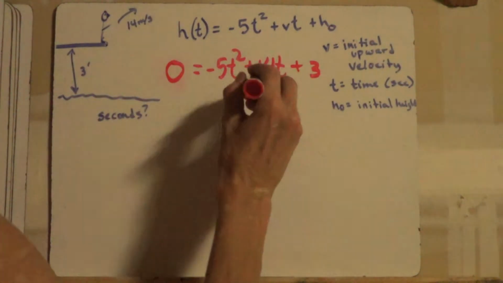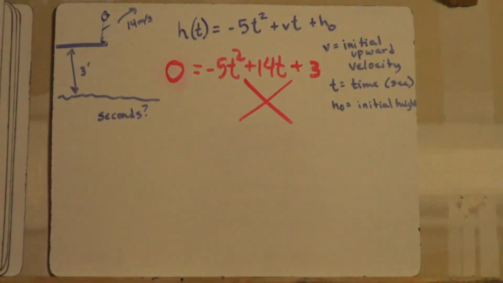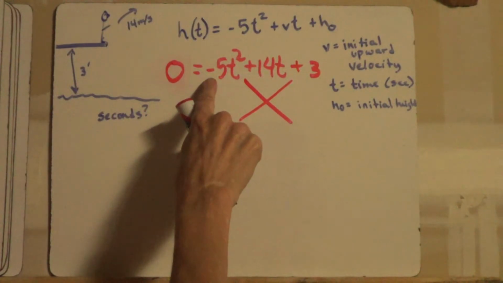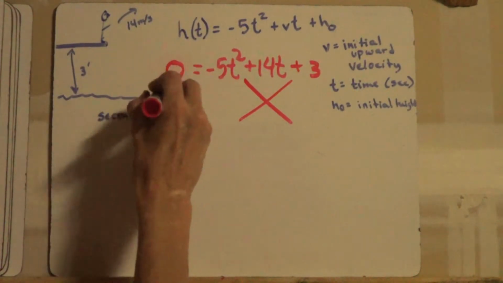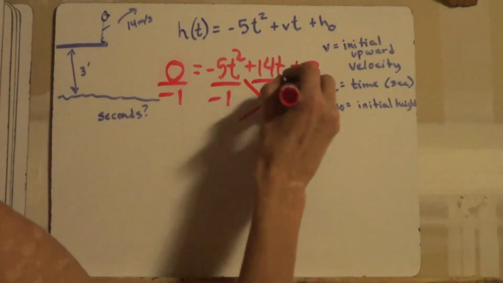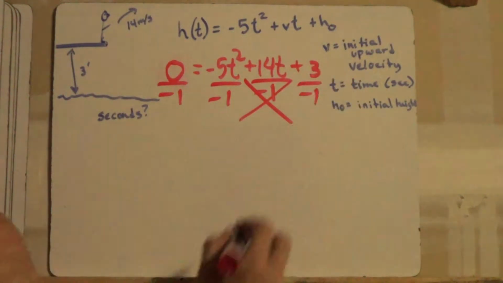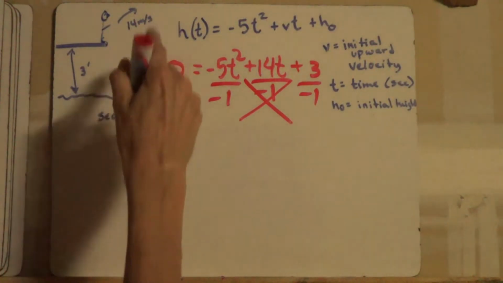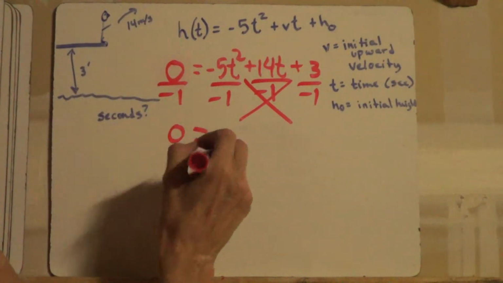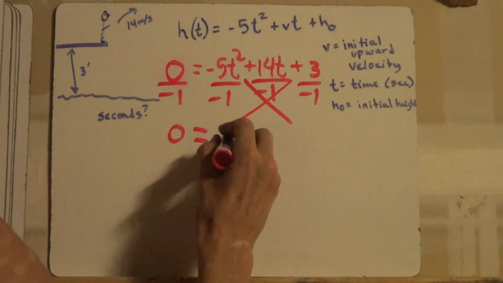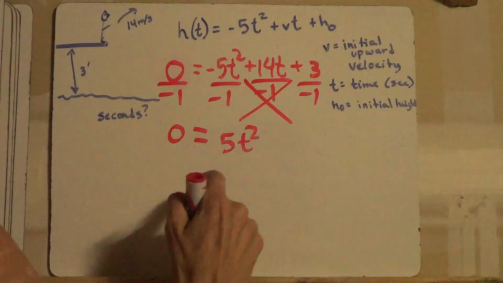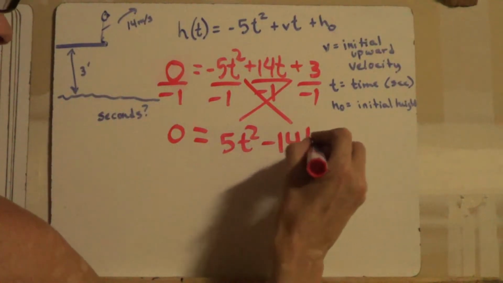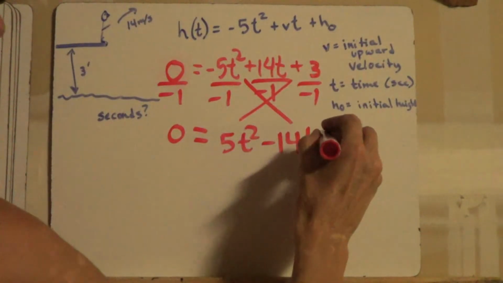So now we do it just like we've been doing these. However, never do an X game with a negative off the front. Instead, we need to divide everything by negative 1 to get rid of that negative off the front. Remember when you were factoring, I said never leave a negative on the front. 0 divided by negative 1 is 0. Negative 5 divided by negative 1 is 5. Negative 1 into 14 would be a negative 14t. Well, negative 1 into 3 is negative 3.